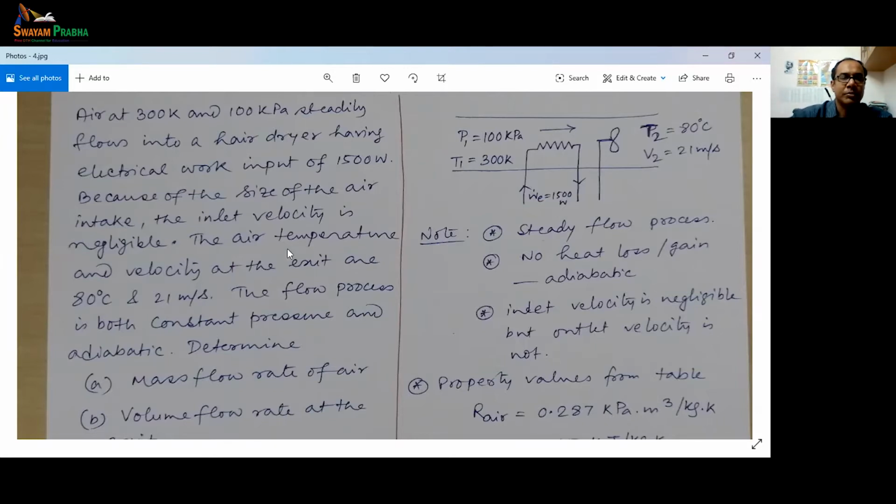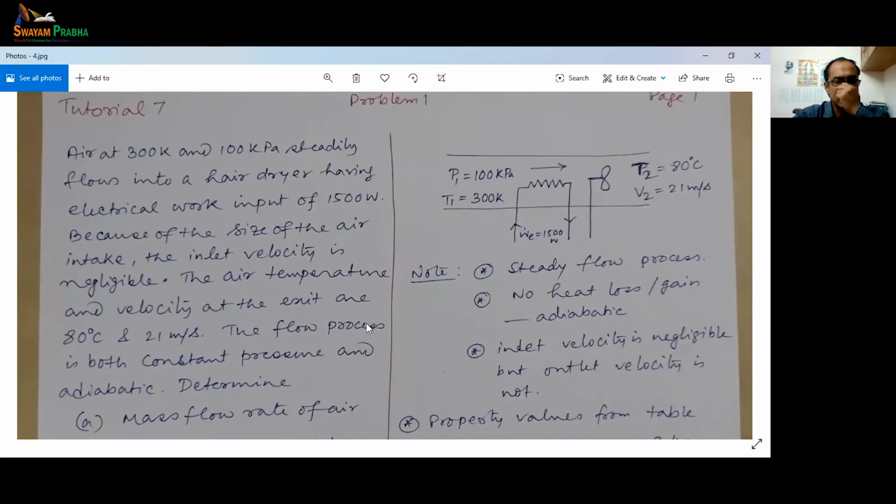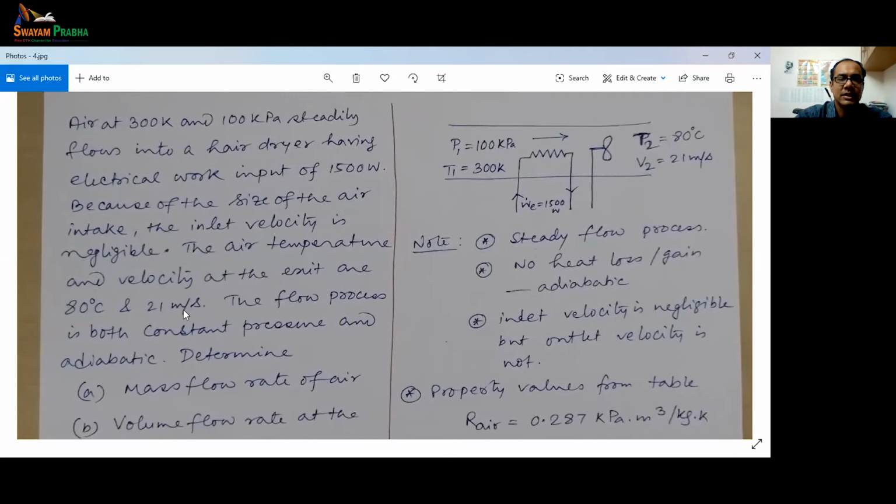Because of the size of the air intake, the inlet velocity is negligible, so kinetic energy we can neglect. The velocity is small. Now the air temperature and velocity at the exit are given. It's 80 degrees centigrade. So ambient 27 degree air is taken in, and when it exits, it is heated up to 80 degrees centigrade. And the velocity is also increased, to 21 meter per second. And that velocity increase is done by a fan inside.